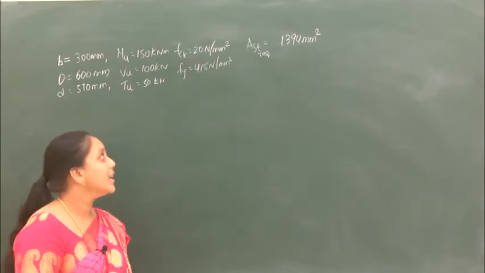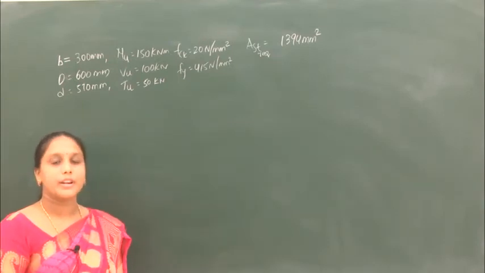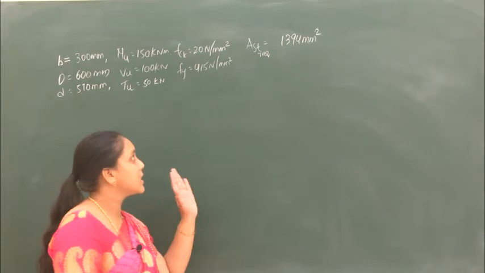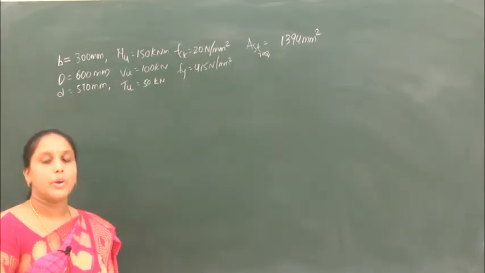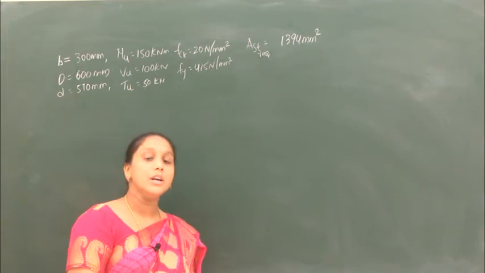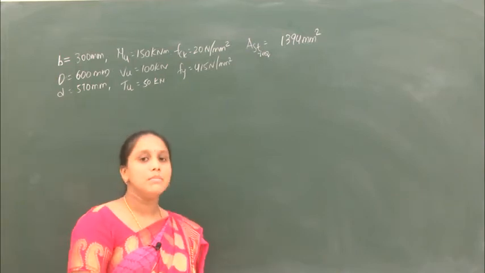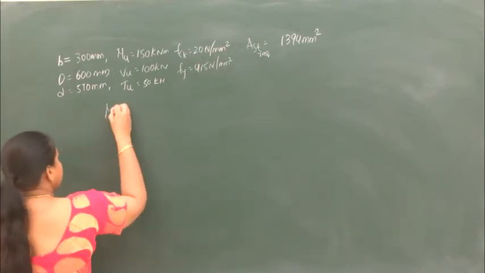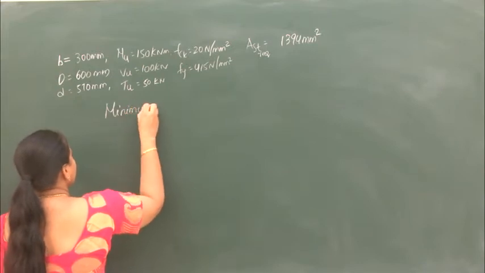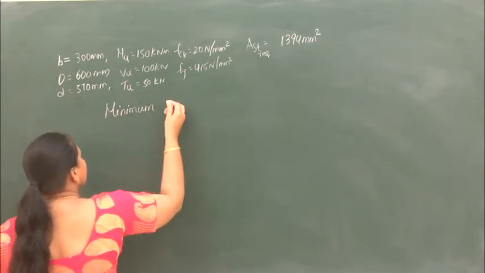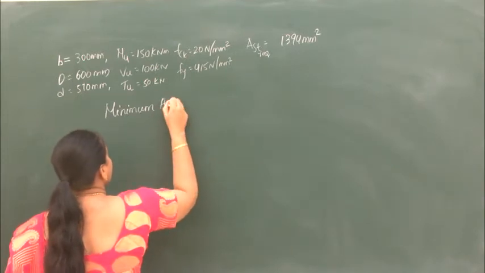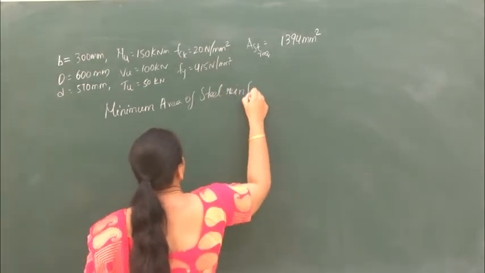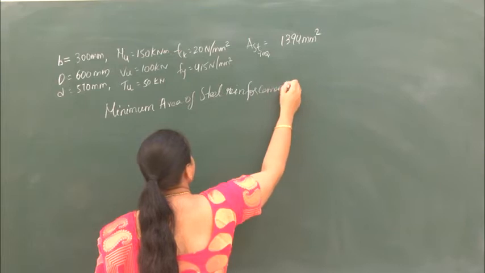Now what? We have calculated the area of steel required for resisting the equivalent bending moment ME. The value we got here is AST required is 1394 mm square. Now what we have to do? We have to check for the minimum and the maximum tensile steel reinforcement. So first we will check for the minimum area of steel reinforcement.